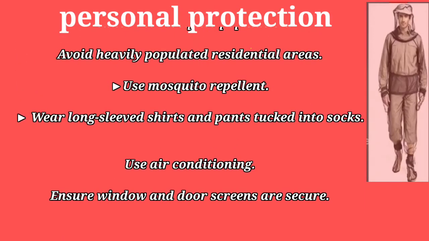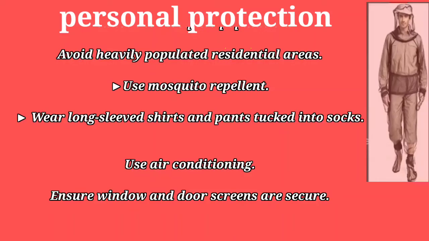Moving next to personal protection. The best method of protection is to avoid mosquito bites and to reduce the mosquito population. If we are in a high risk area of dengue, then we should avoid heavily populated residential areas. We can use mosquito repellent indoors and outdoors of the house to prevent ourselves from mosquito bites.